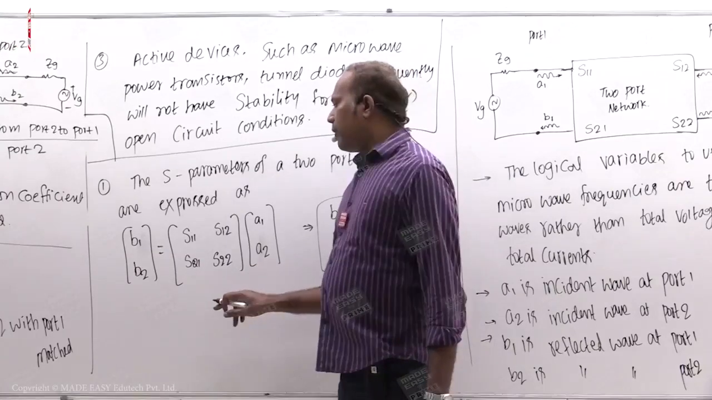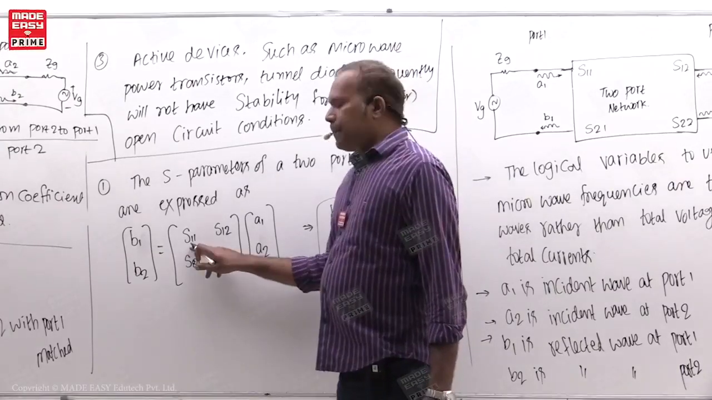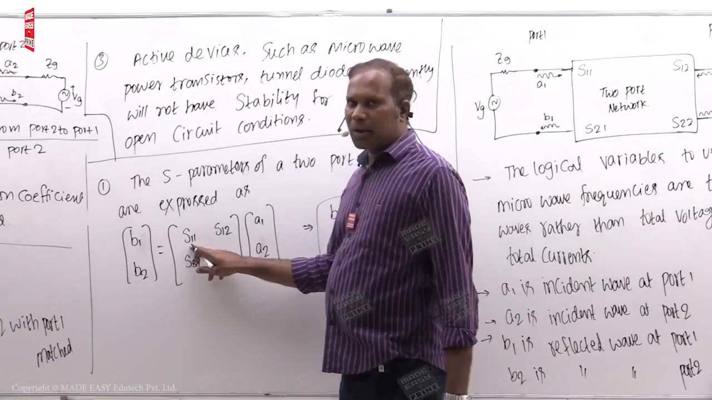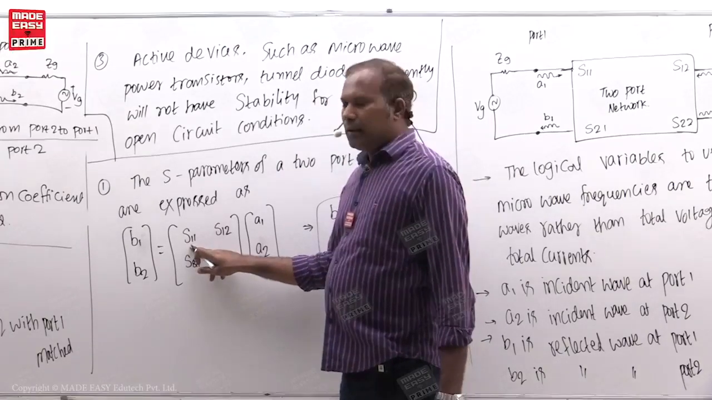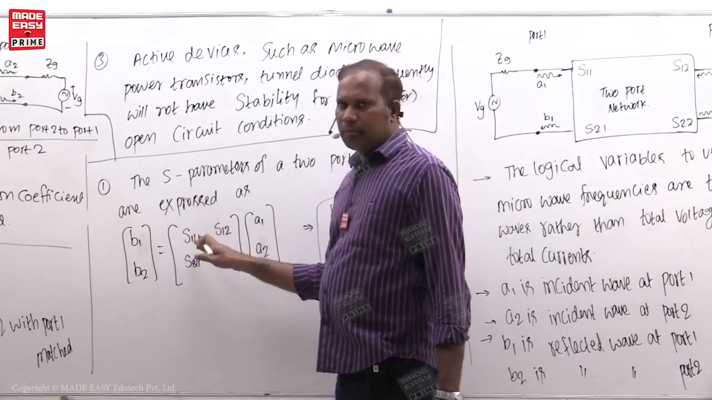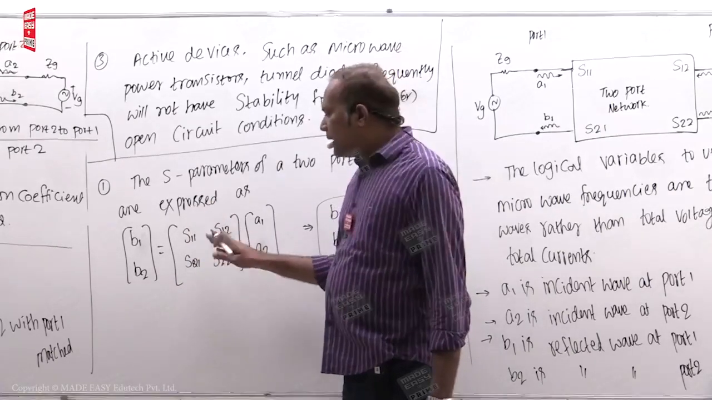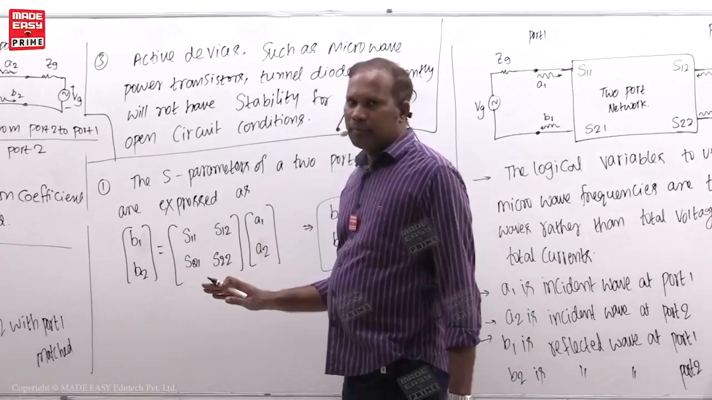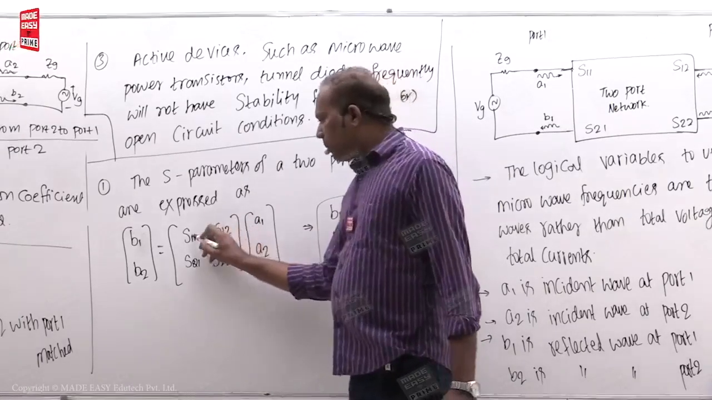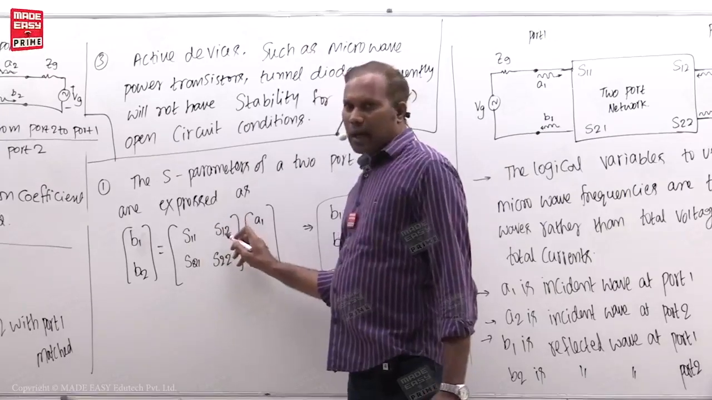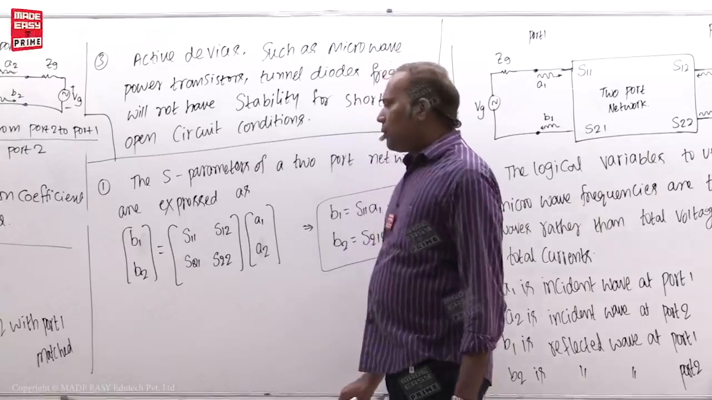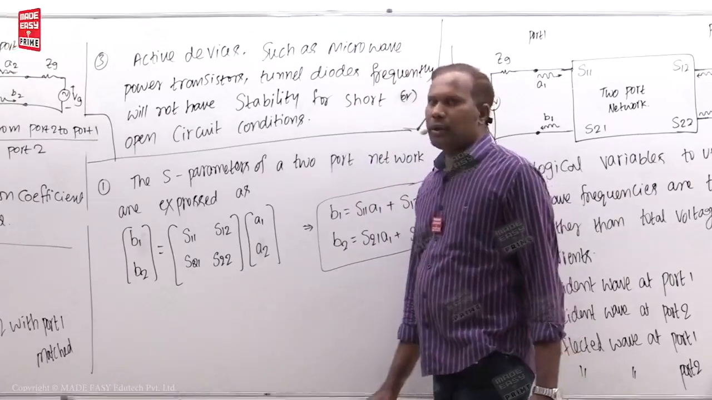Sum of products of each element, for example this element, sum of products of each element in any column, that means this column, multiplied with the complex conjugate of the corresponding term. Corresponding term means this one of the other column, is equal to 0. That is called the zero property.